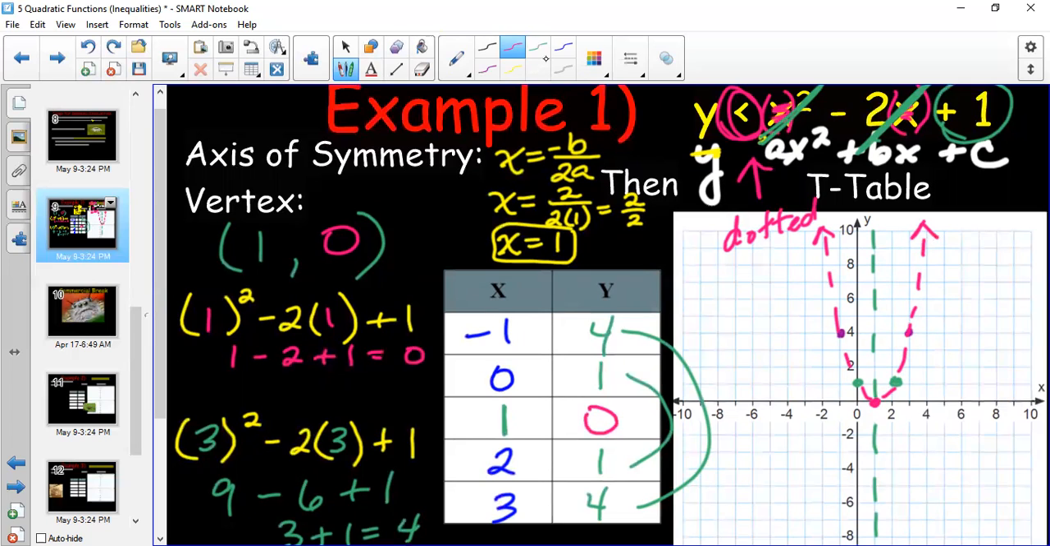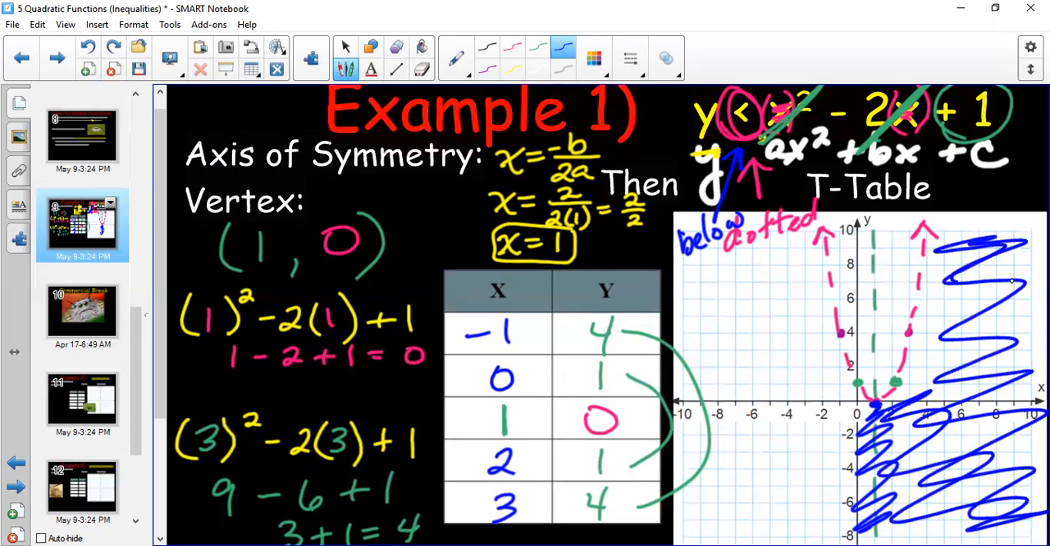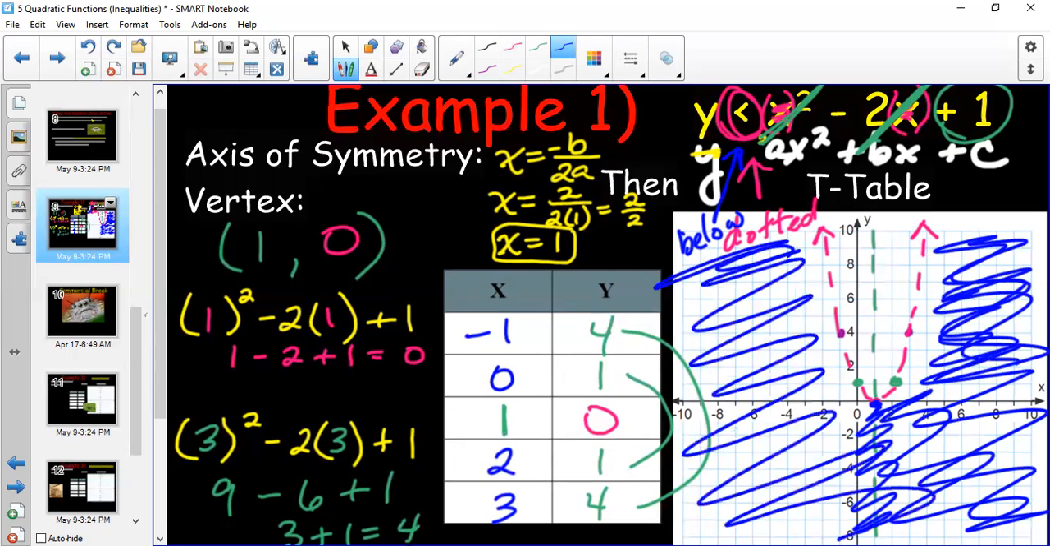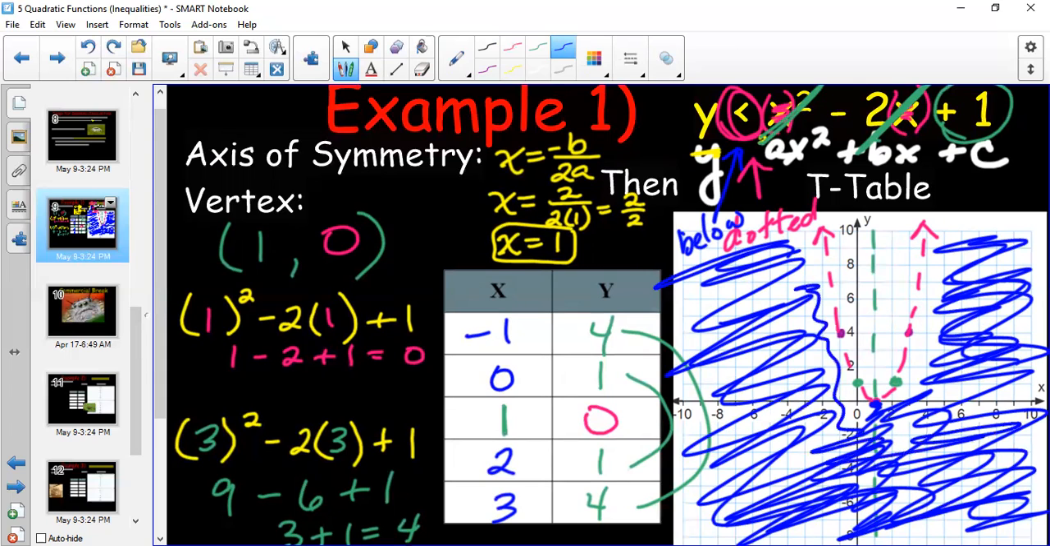Okay, now the shading. This is the toughest part for a lot of people. I see less than. I think I need to shade below the vertex. Well, here's my vertex. So I'm going to shade below, and that means I am shading the outside of our parabola. And I have to shade the entire outside of our parabola. And that's our answer. All of our solutions are where it is shaded. Okay, let's try a few more.